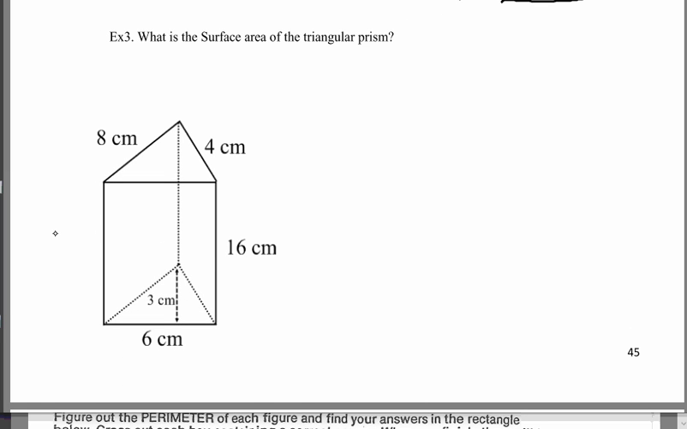Last example, number 3. Pause the video, give it a try. This one's a little tricky. Some students will miss some things. Let's see if you can do it. Pause the video, give it a try, and then we'll do it together.